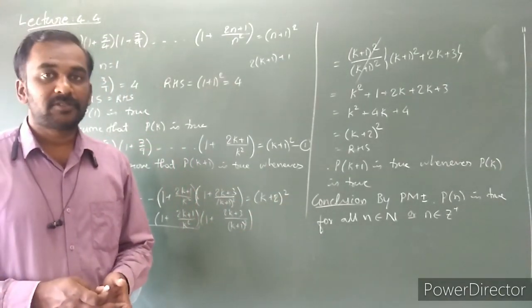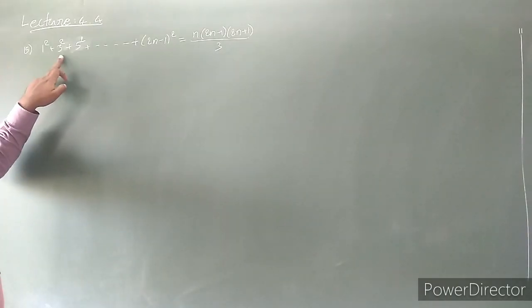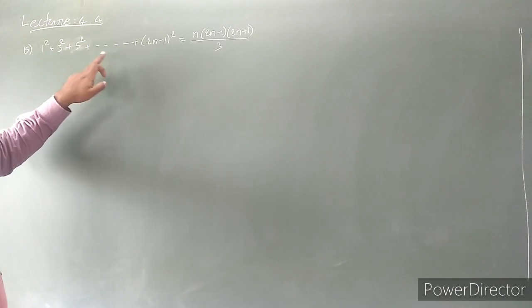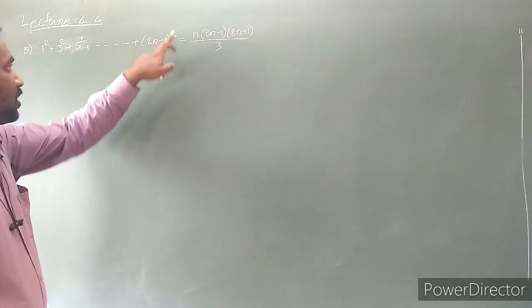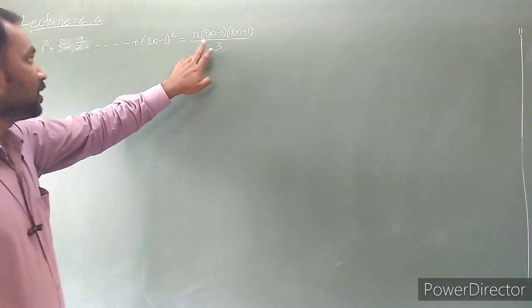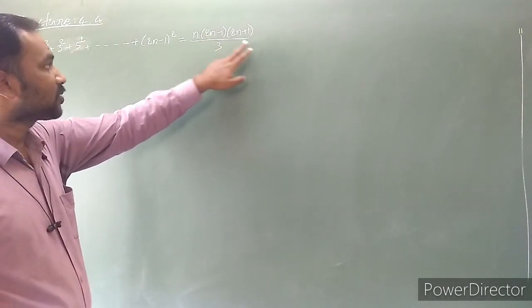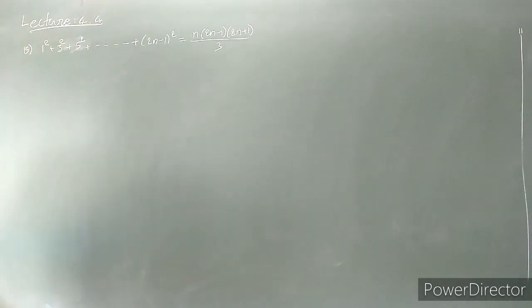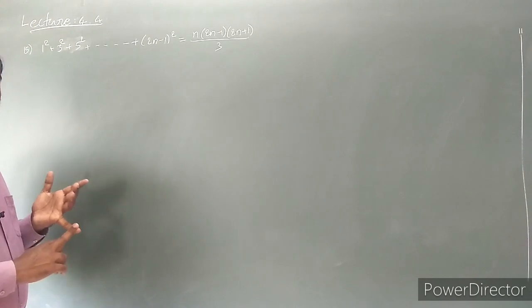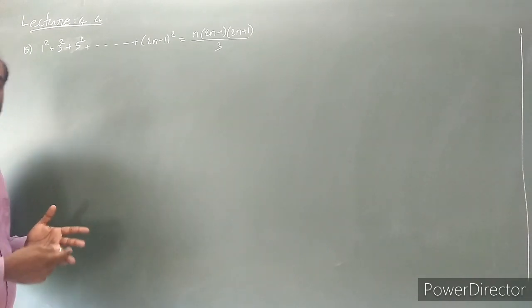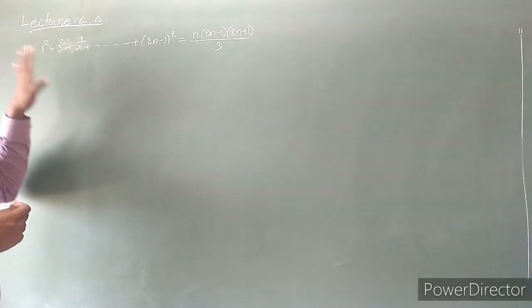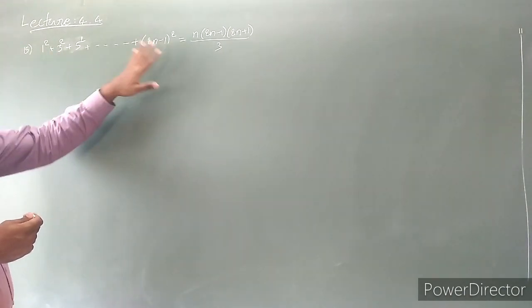Now move to the next one. 1 square plus 3 square plus 5 square plus ... plus (2n-1) whole square is equal to n into (2n-1) into (2n+1) divided by 3. What is the meaning of this one? This is the sum of squares of the first n odd integers. Already we know the sum of squares of the first n integers, the sum of cubes of the first n integers. Here also, the sum of squares of the first n odd integers.